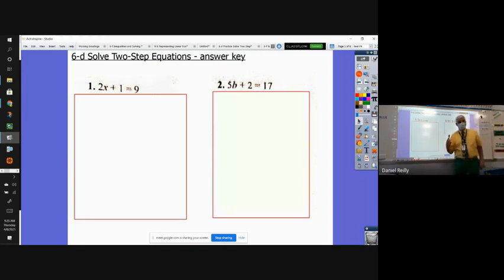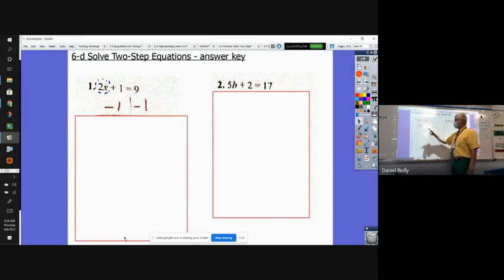All right, so solving two-step equations, there are two operations that need to be undone to get the variable by itself. I can't undo this multiplication until I have it by itself. I have to undo this plus 1, so I undo that by subtracting 1 from both sides of the equation. Anything I do to one side, I do to the other side.